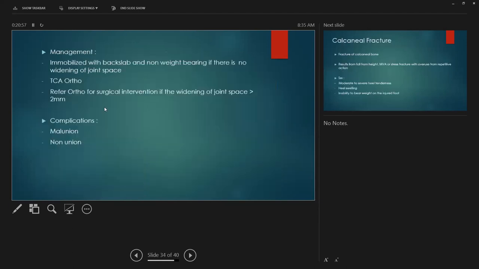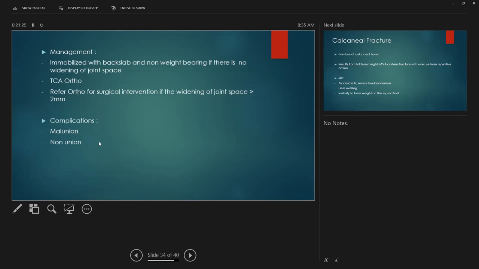Next is management of your injury. For this kind of injury, you immobilize the patient with a back slab and strictly non-weight bearing if there is no widening of your joint space, then discharge with follow-up under ortho. However, if there is widening of your joint space of more than 2 millimeters, you have to refer ortho for surgical intervention. Complications if we miss this kind of fracture are malunion and non-union of the fracture.